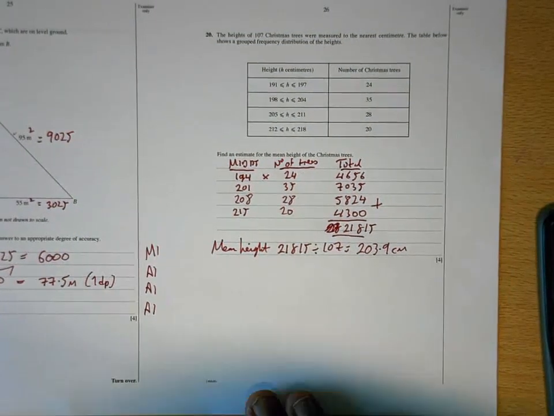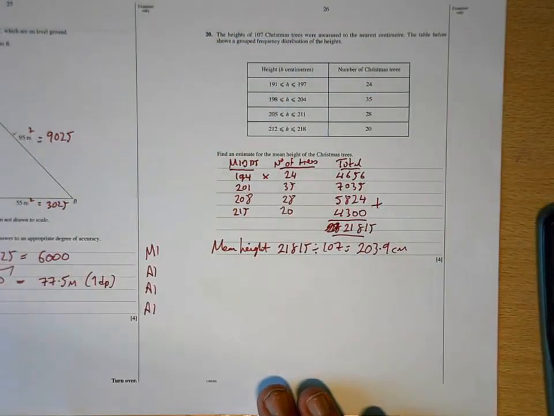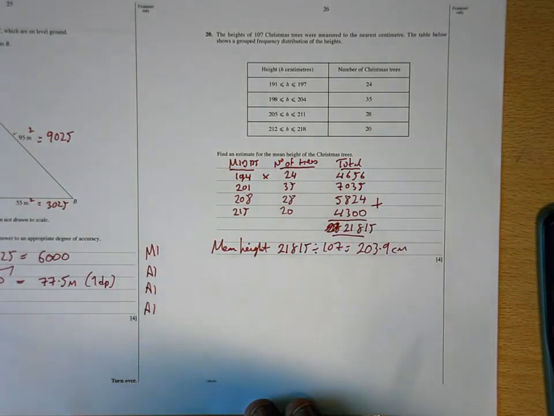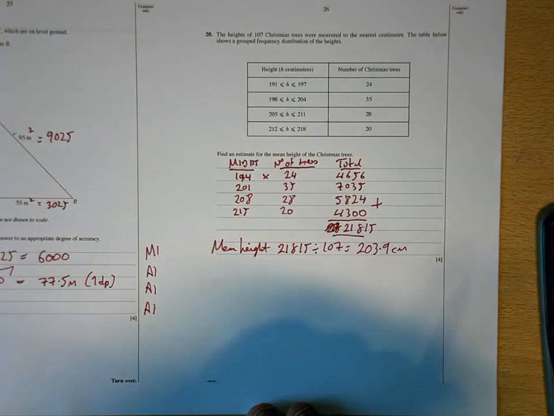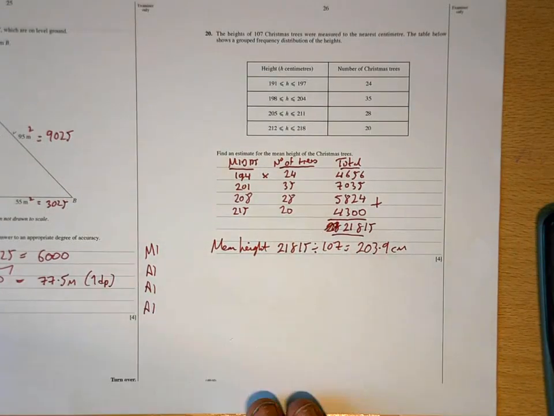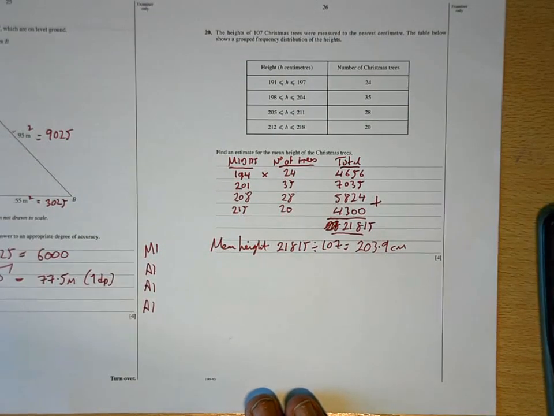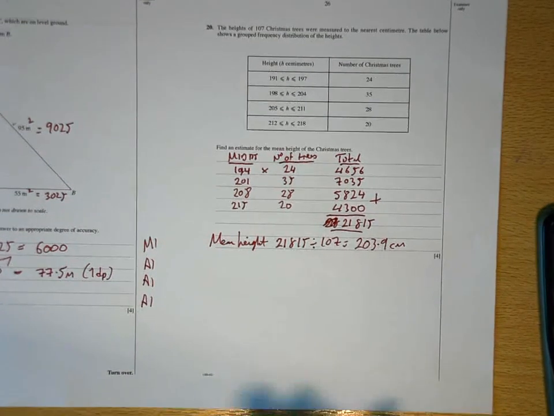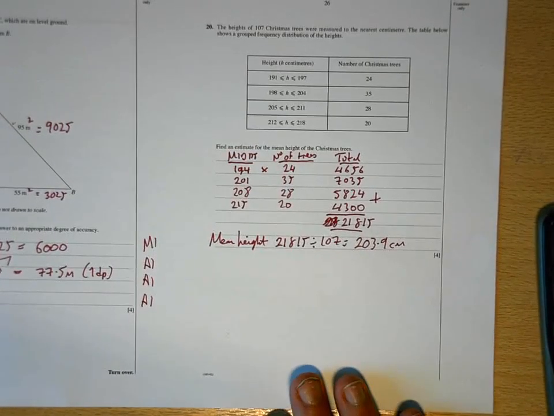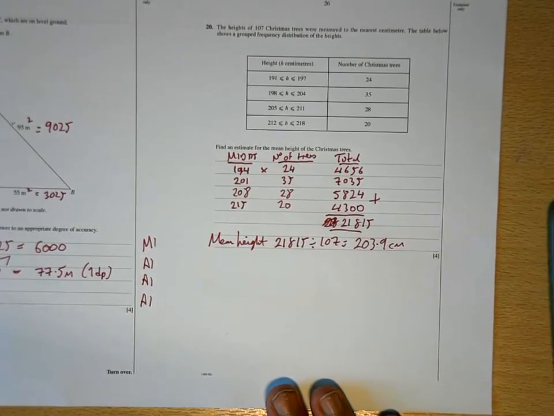Now that might seem like a complicated thing to do, but if you practice it, if a mean of group data comes up, it's the same method every time. So if you practice it, it's easy marks. Again, join the Sum website, foundation tier, take a look in the topics for mean of group data, and it's easy marks if you're prepared to put the time into the practice.